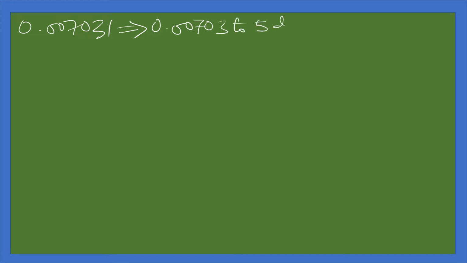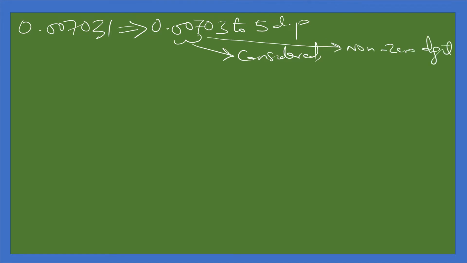Okay, so like I said, we have 0.007031. To express this to 5 decimal places, it will now be what? 0.00703 to 5 decimal places. Why did I say so? I said these 2 zeros here, they are what? Considered. Why? Because we have non-zero digits after them. So they are considered part of what? The 5 decimal places.